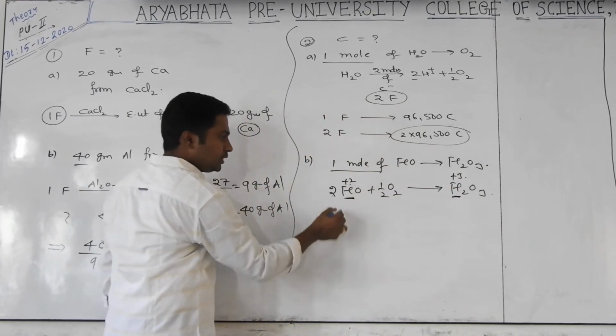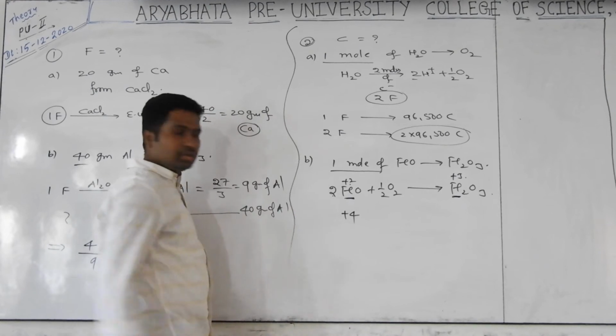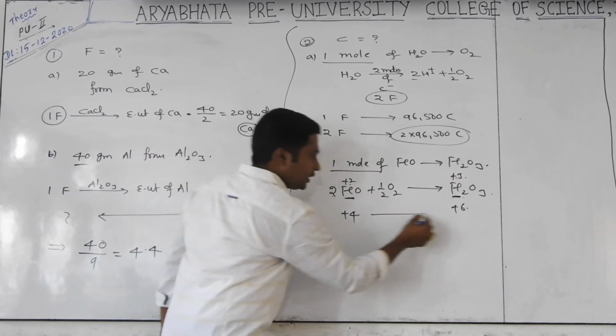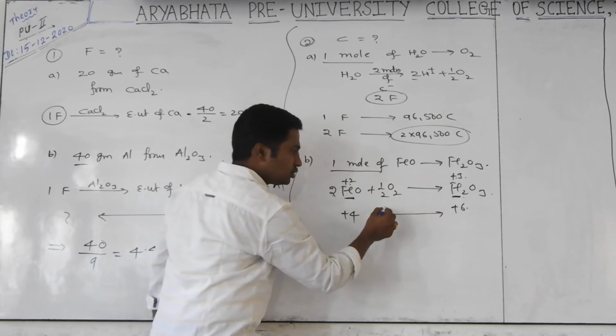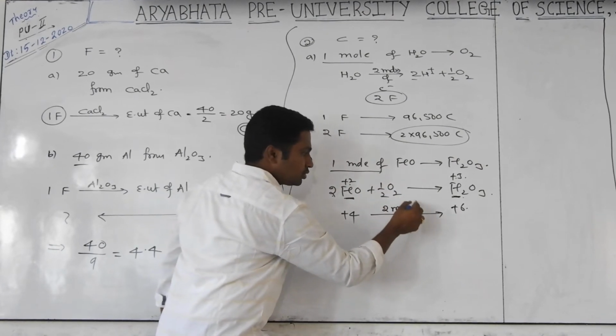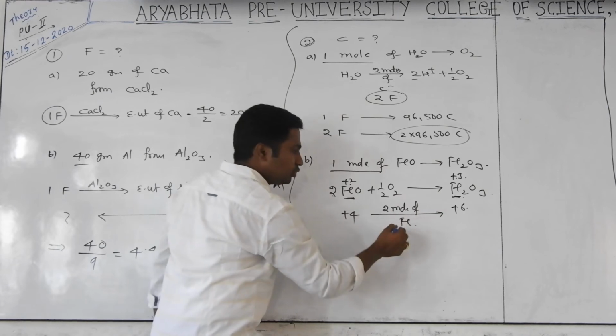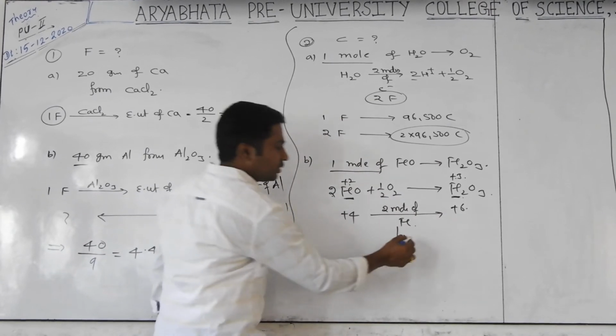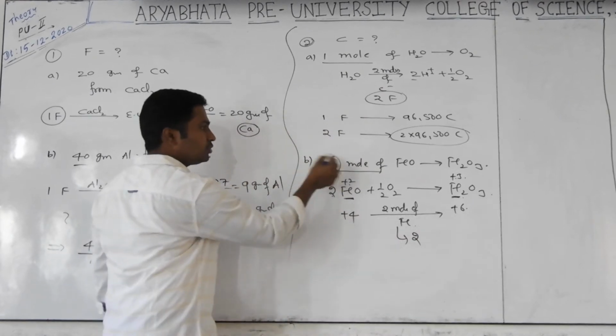Okay, 2 moles means how much charge? Plus 4. Here, 2 moles means how much charge? 6. This change is for 1 mole of iron or 2 moles of iron? 2 moles of iron. For 2 moles of iron, how much change is coming in its charge? 2 is the change. But he wants it for how many moles?